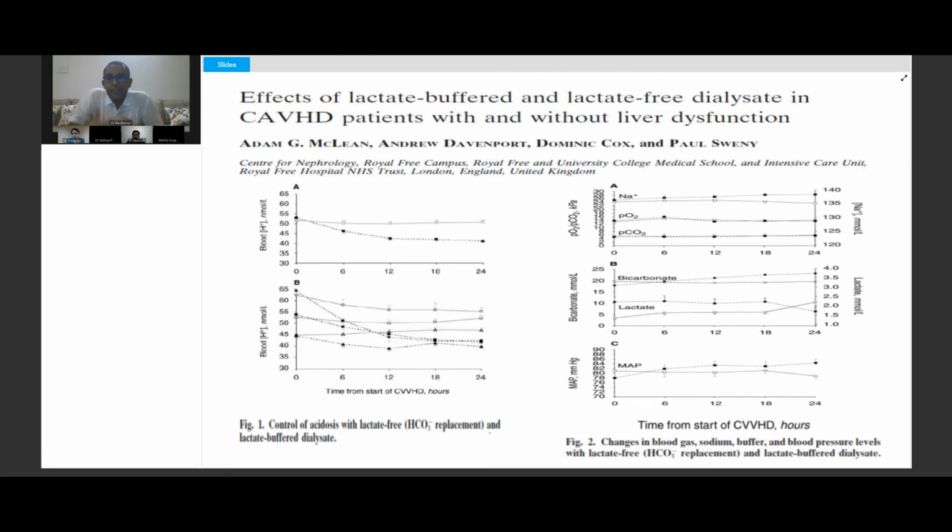So by saying all these things, it has to be looked at whether you are going to benefit, because lactate metabolism is key when you decide whether you want to use a buffered or lactate-free solution. And if your liver is good, that is the best way of removing lactate, better than your bicarbonate-based dialysate fluid.